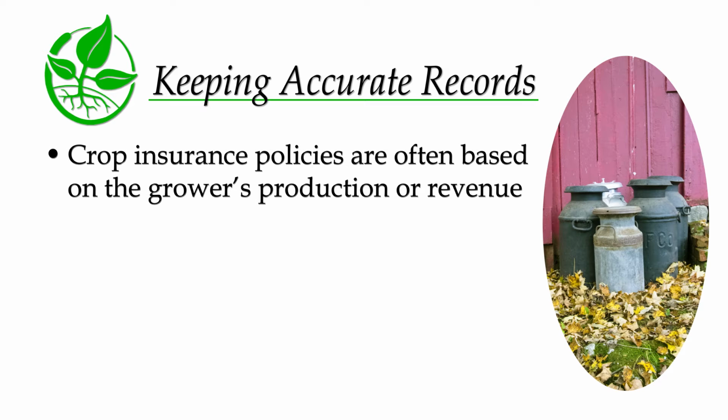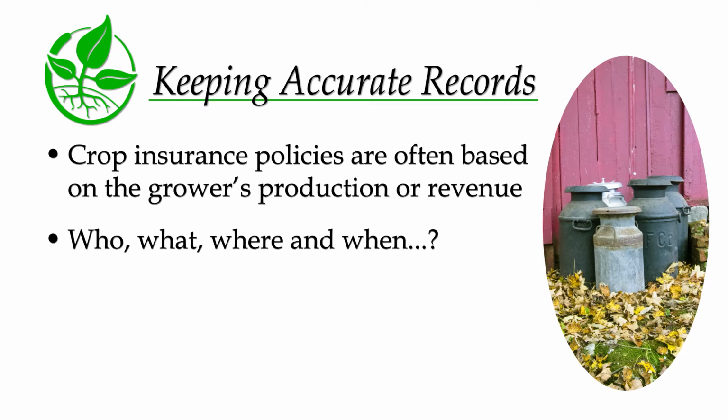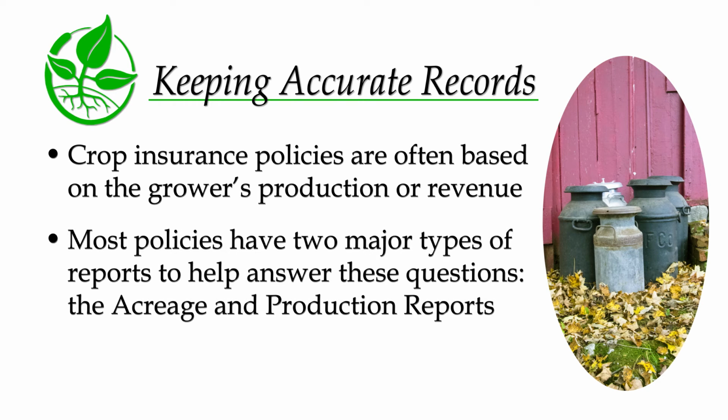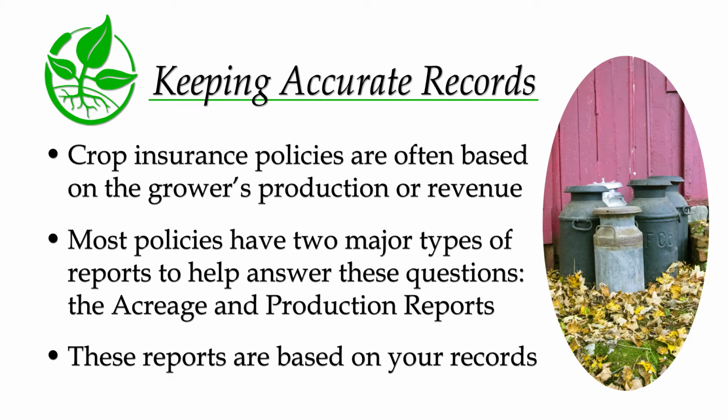Now, crop insurance policies are often based on a grower's production or revenue. So how do we define that? We still need to know the who, what, where, and when, just like other insurances. So to help answer these questions for crop insurance, most policies have two major types of reports which must be completed each year: the acres report and the production report. These reports, which are based on your records, help answer the questions what, where, and when.